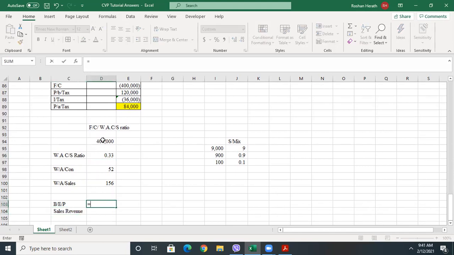It's 400,000 divided by 0.33. So this is going to be the break-even point in terms of sales revenue.